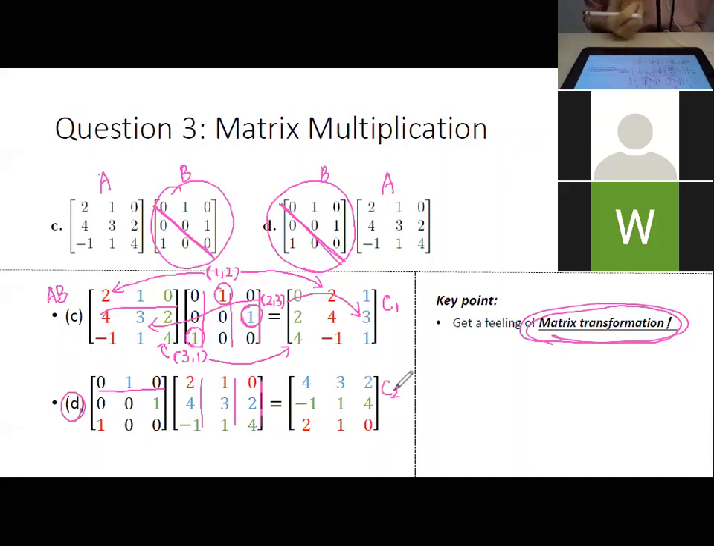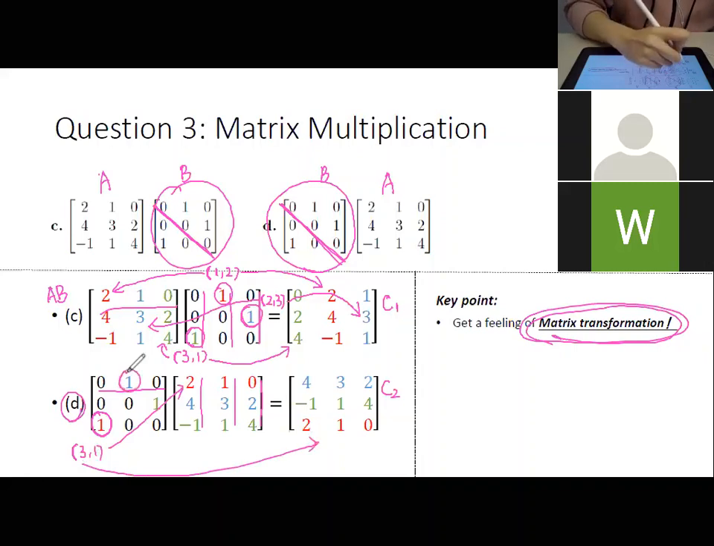And now we compare the result C2 to matrix A. We can observe that at this time, we only change the positions of the rows of the matrix A. And again, it seems closely related to the position of the element 1 in the special matrix B. Again, we start from this element 1. Its position is 3, 1. And we can see that its first row now becomes the third row of C2.